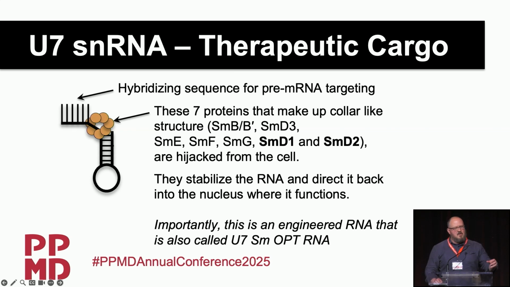And so importantly, if you go to the literature and you start reading about these, U7 snRNAs are a naturally occurring RNA, and basic research has discovered them as a therapeutic option. But they've been optimized, they've been changed or engineered to now bind different proteins to be an effective therapeutic. And so in the literature, they're sometimes called U7 SM opt RNA.